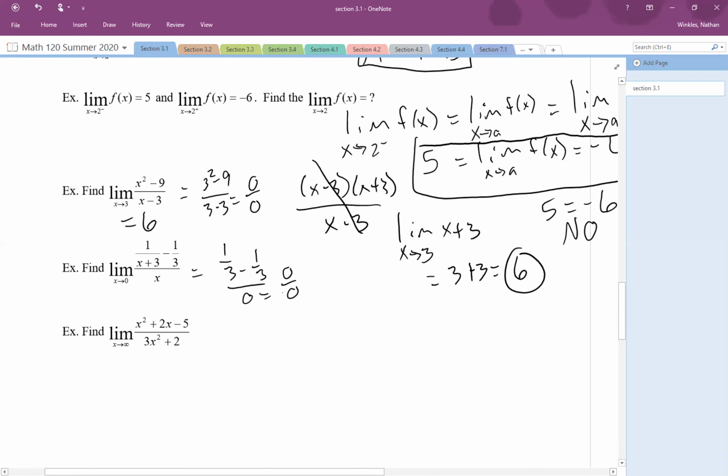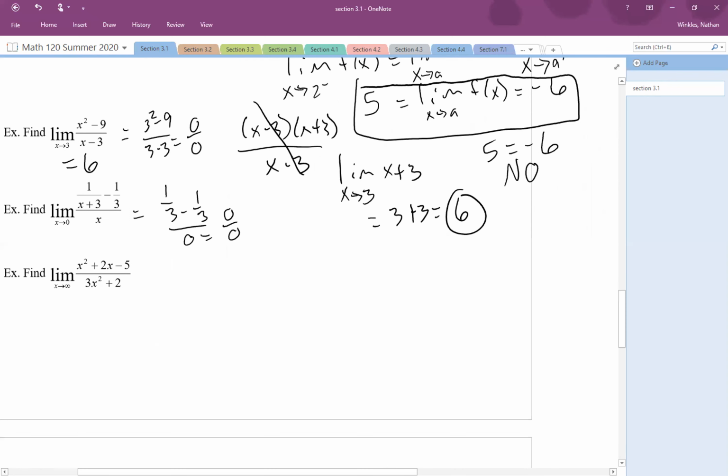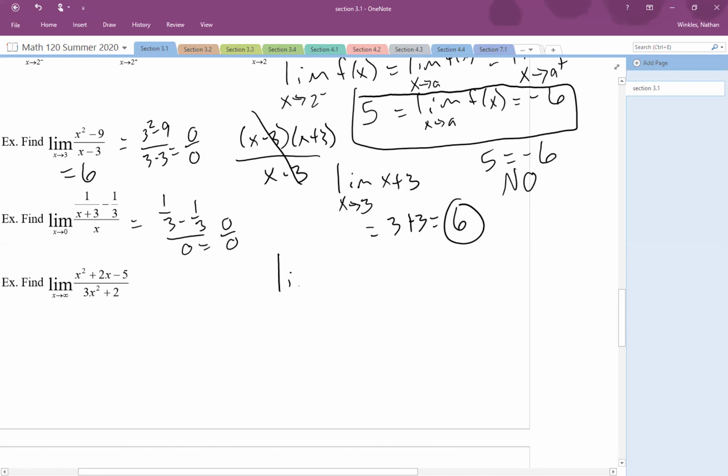So in that case, what if we decided to take the limit as x goes to 0? Let's get a common denominator here. So this is going to be, if we cross multiply, we're going to get 3 times 1 minus 1 times x plus 3 all over 3 times x plus 3 all over x.